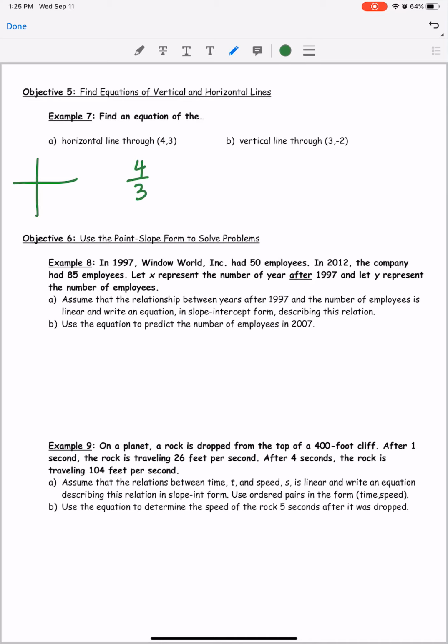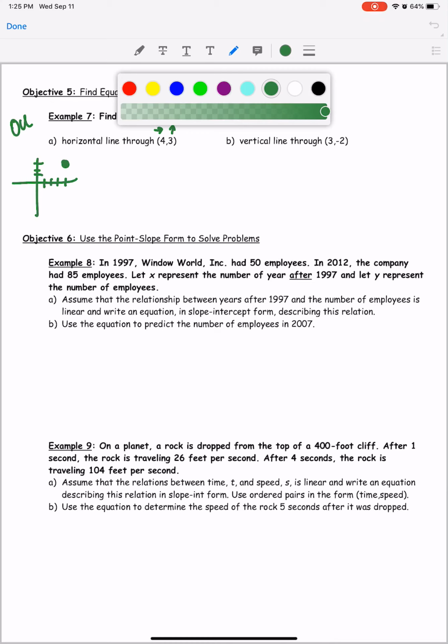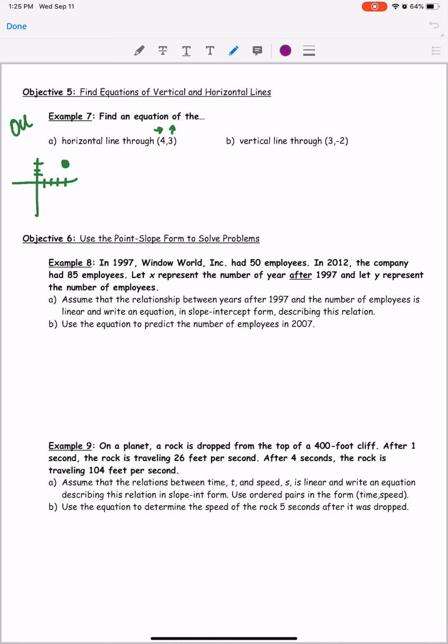So roughly plot this point. If we're using OU, you're going over side to side, so +4, then up or down, so up 3. So I'm going 1, 2, 3, 4, up 1, 2, 3. So here's my point right here. Because this one wants a horizontal line, my horizontal line's going through here.